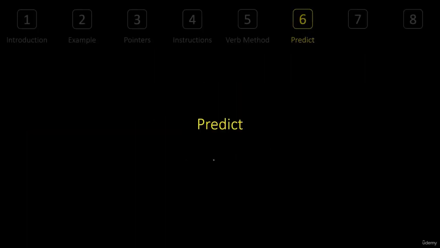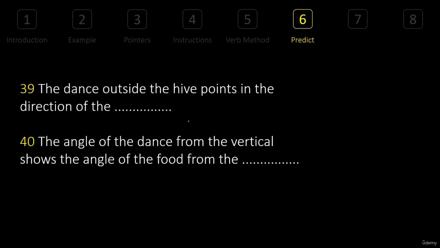Cool. Now, another one which is important is predict. Not just making it short or remembering the sentence, but prediction is also required. What is the meaning of prediction? I'll show you. Let's look at example 39. The dance outside the hive points in the direction of the blank. Now, this is a direction of something. That means it has to be a noun. It has to be a thing that you are pointing in the direction of.